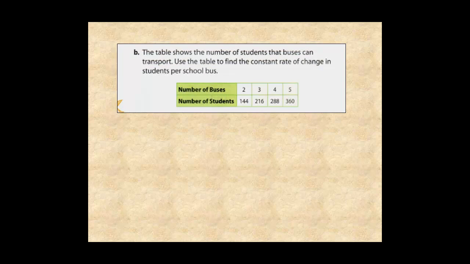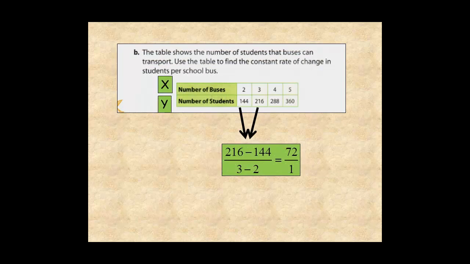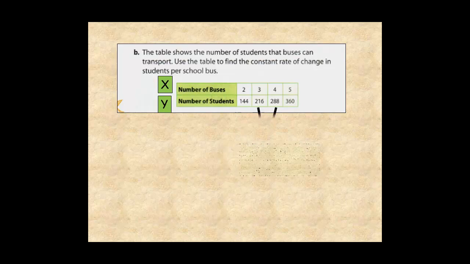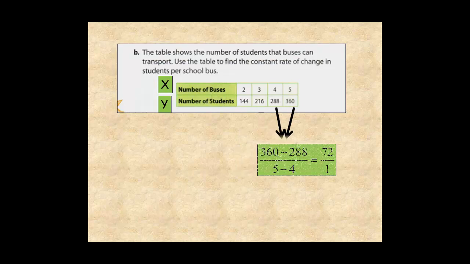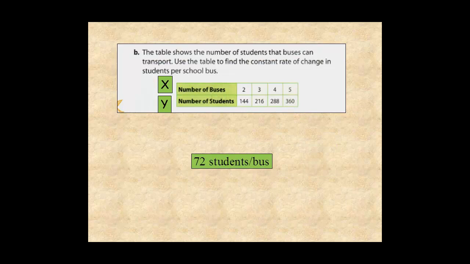For got it B, 216 minus 144 over 3 minus 1. 288 minus 216 over 4 minus 3. And 360 minus 288 over 5 minus 4. The rate of change is a constant 72 students per bus. Notice you must make all three calculations in order to verify a constant rate of change.